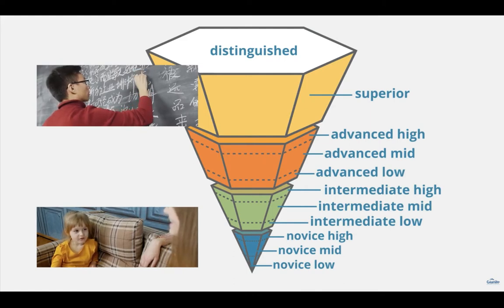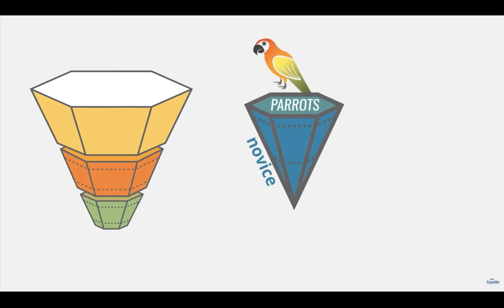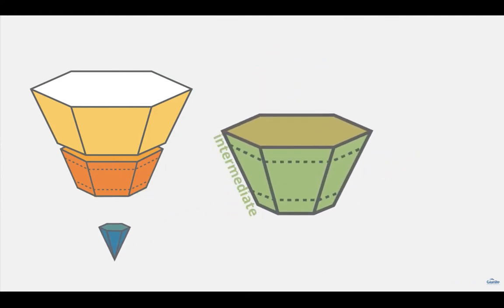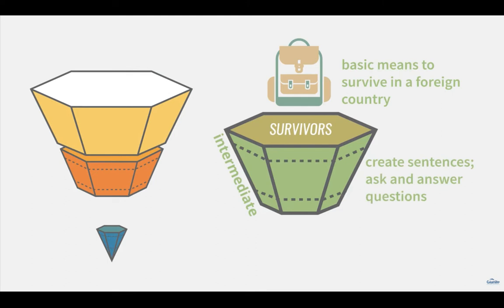We can better understand these levels with the help of some simple analogies. Novices are like parrots. They can repeat back memorized words and phrases and speak in practiced, familiar situations. Intermediates are like survivors. They have the basic needs to survive in a foreign country involving simple solutions. They can create simple sentences and ask and answer questions, but lack the ability to communicate on a range of topics and are prone to frequent misunderstandings or gaps in communication.